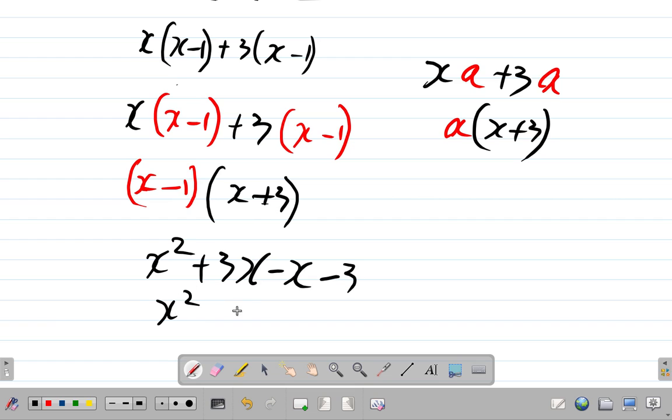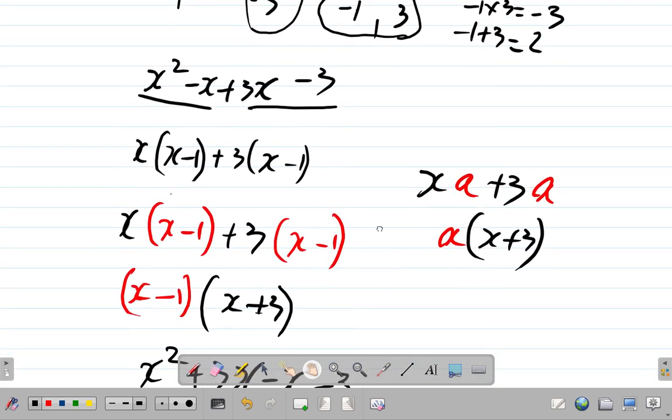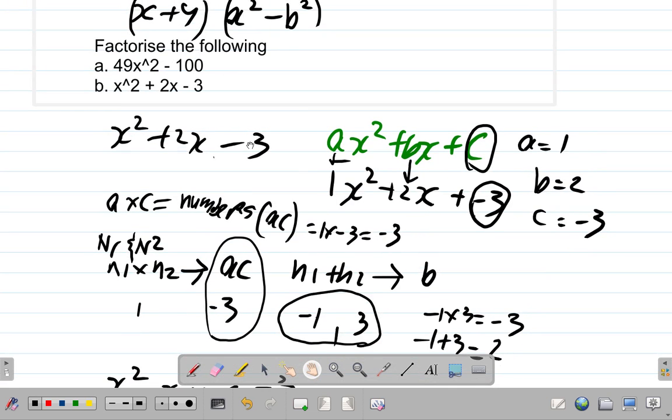So you have x squared plus 3x minus 1x, which equals 2x, minus 3. So it's x squared plus 2x minus 3. You see, it's the same thing here. Alright?